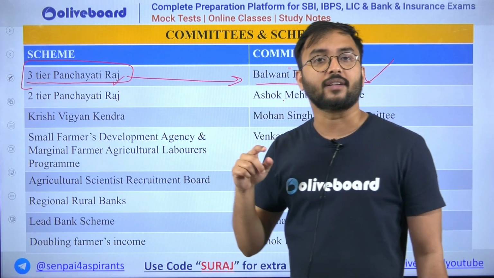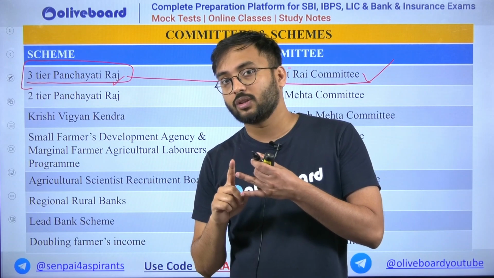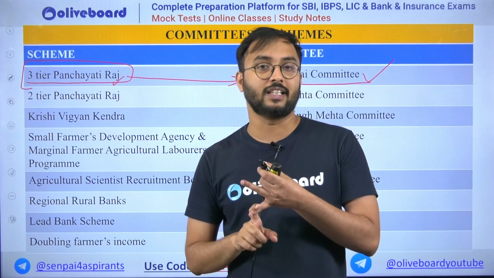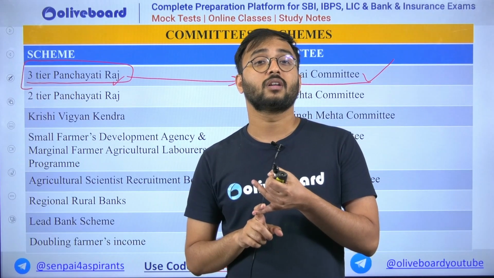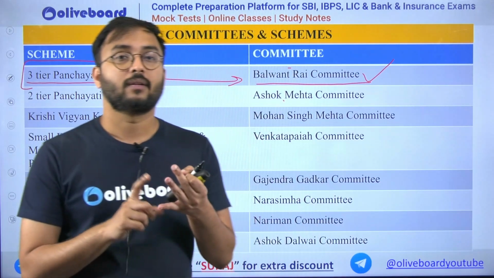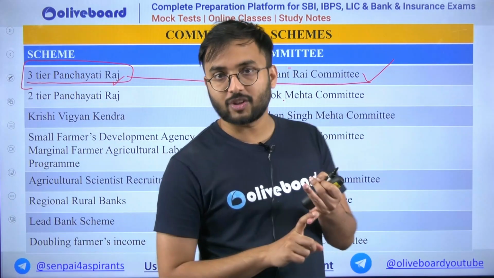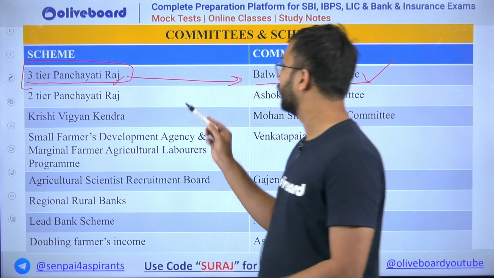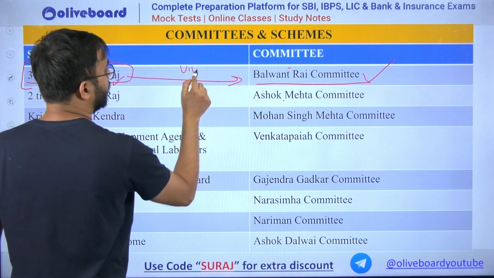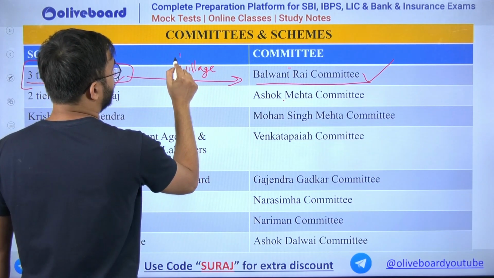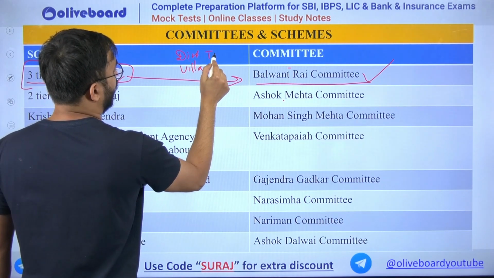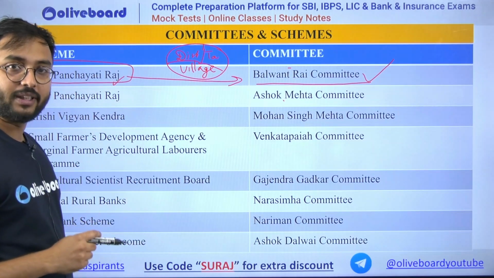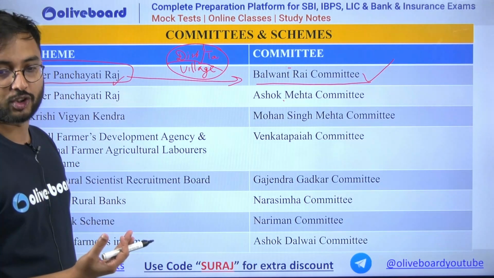This 3-tier means which tiers? Tell me. Zilla Parishad. And then which? Gram Panchayat, Zilla Parishad, and Panchayat Samiti. So these are the 3. First is village level, then of course taluk level or block level, and then district level. So 3 types: Panchayat Samiti, Gram Panchayat, and Zilla Parishad. I hope you get it.